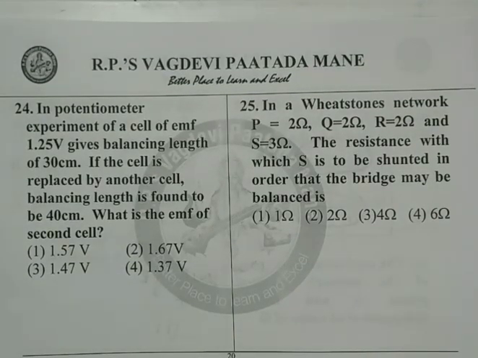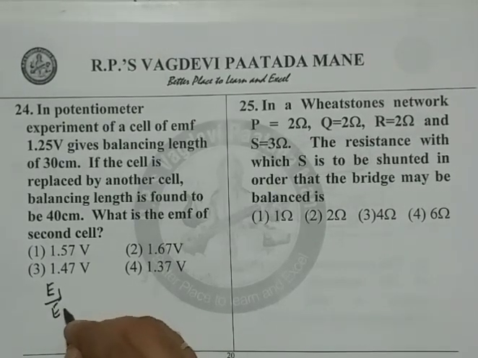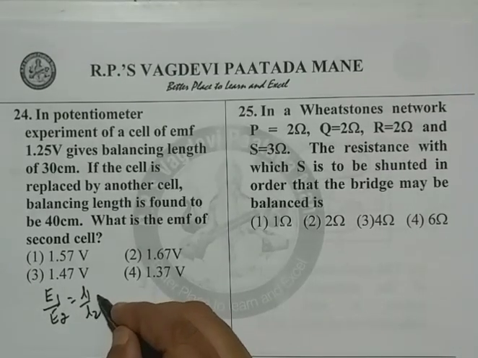24th question. In a potentiometer experiment, a cell of EMF 1.25 volt gives a balancing length of 30 centimeter. If the cell is replaced by another cell, the balancing length is found to be 40 centimeter. What is the EMF of the second cell? Here we use straight away this relation. E1 by E2 is equal to L1 by L2.